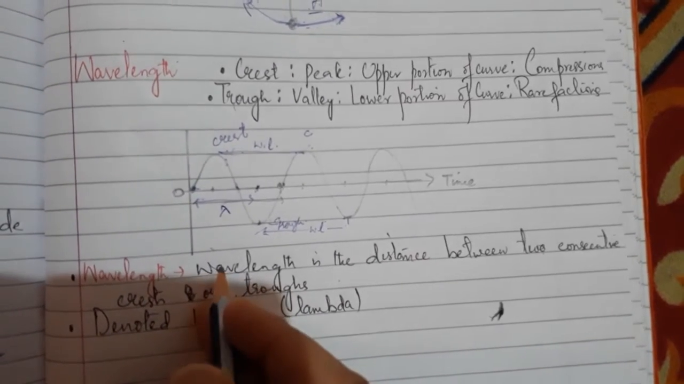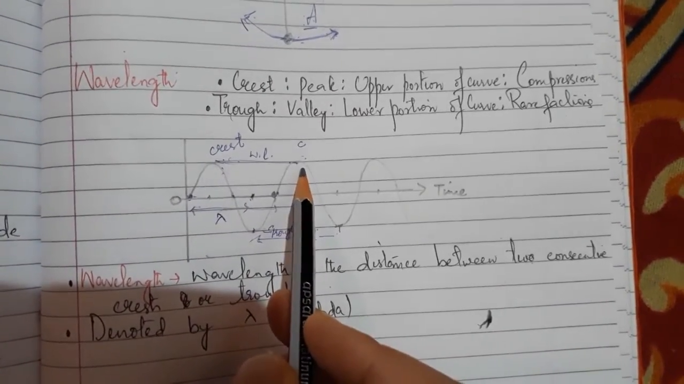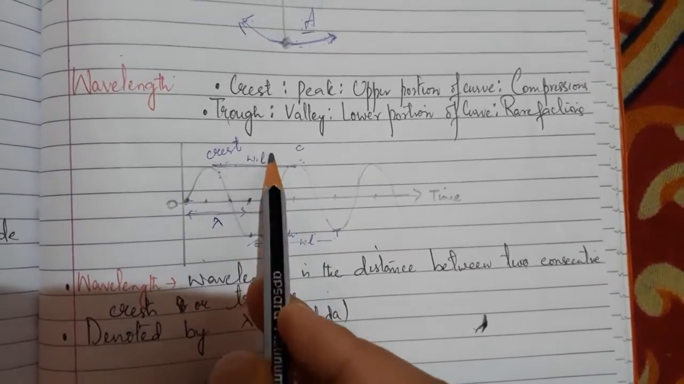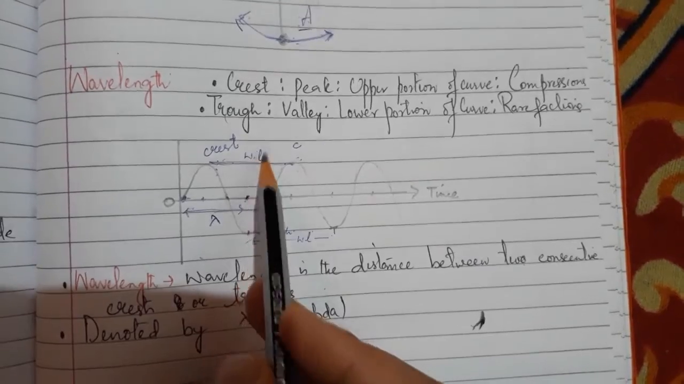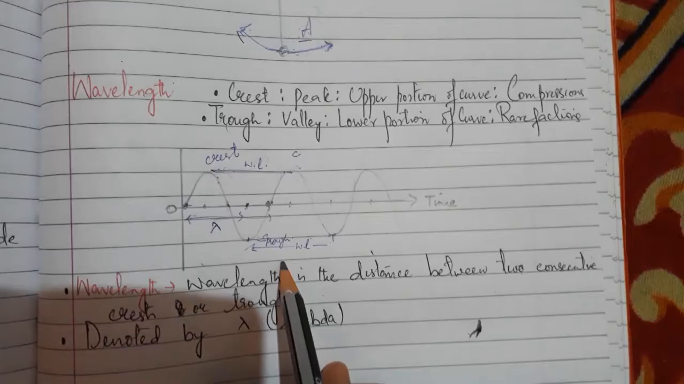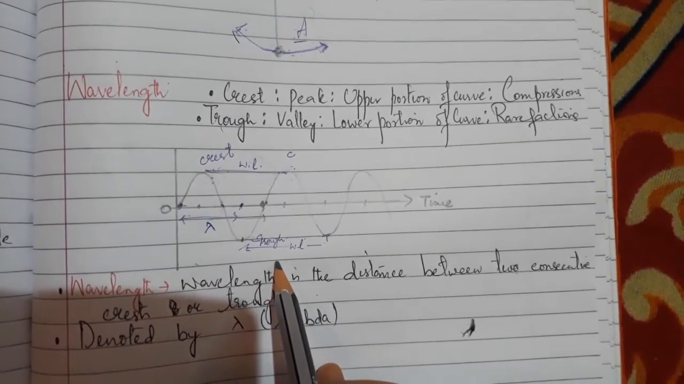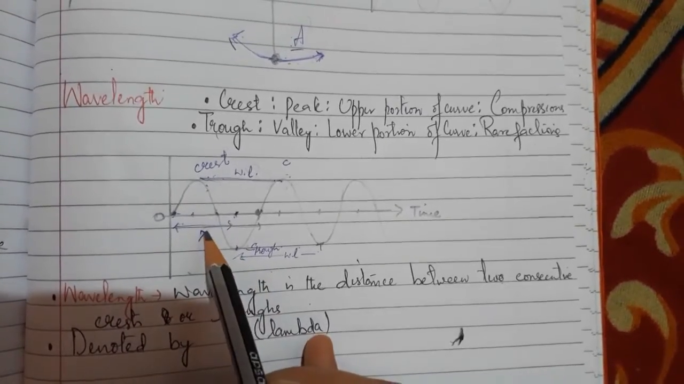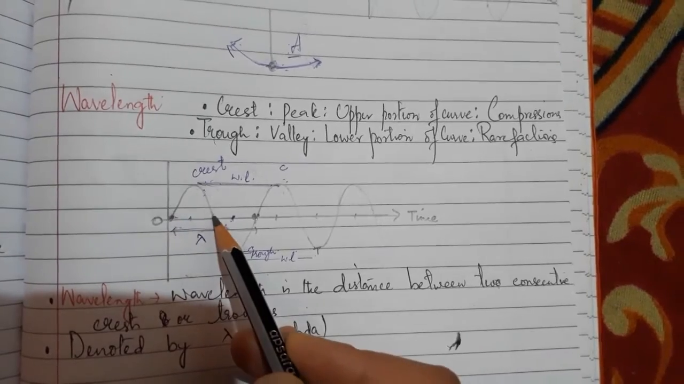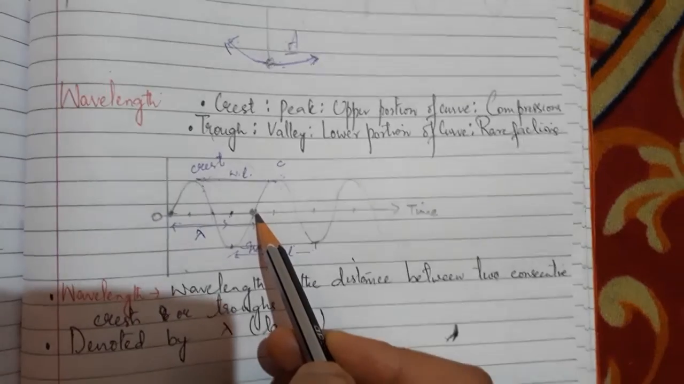So this is the first crest, right? And which is the next crest? This is the next crest. The distance between these two crests is known as wavelength. Even the distance between two troughs, this is one trough and this is another, the distance between these two troughs is also known as wavelength. So basically you can say the entire distance covered by one wave is termed as wavelength. You can say the distance of this crest and the distance of this trough, this distance is also termed as wavelength.